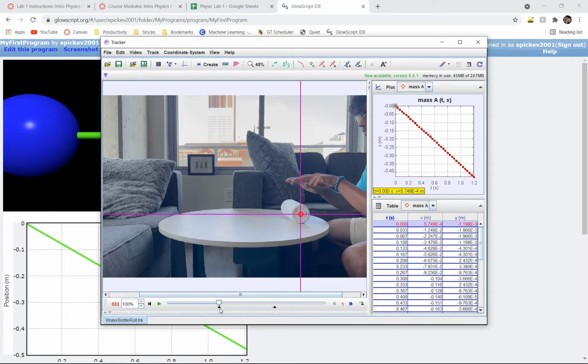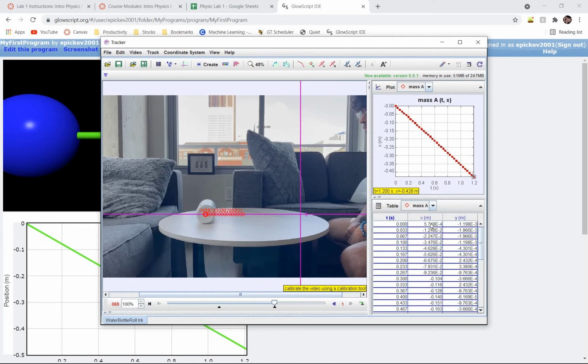And for my time of the video, I set it up at the 33 frame because you don't want to include your initial velocity, since that's the velocity that you'd use to move the water bottle, but it's not going to be the same when it's constantly moving across the table. So I'm going to press play.